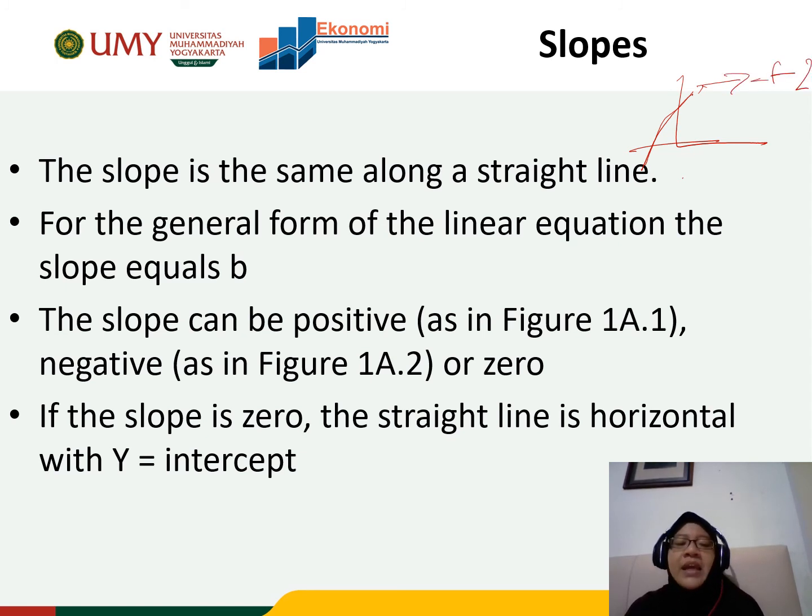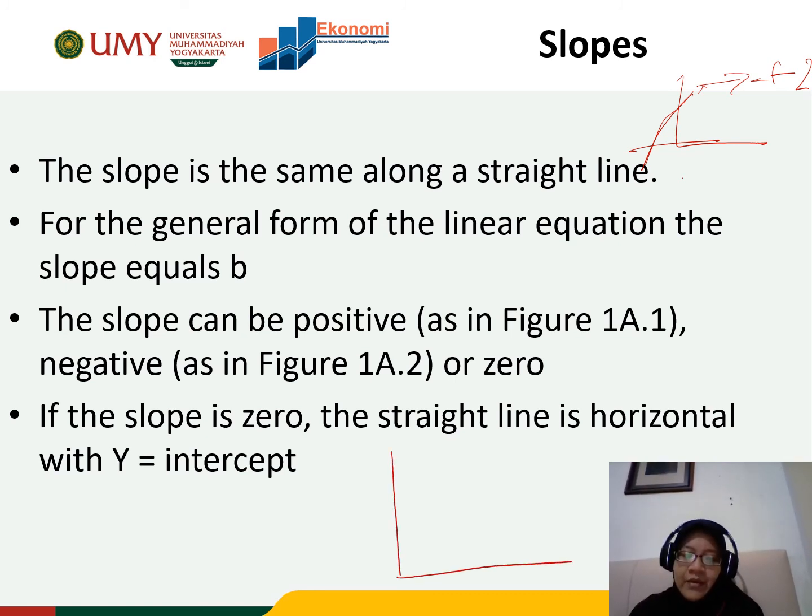If the slope is 0, the straight line is horizontal with the y-intercept. If the slope is 0, it will be like this one, with the y-intercept.